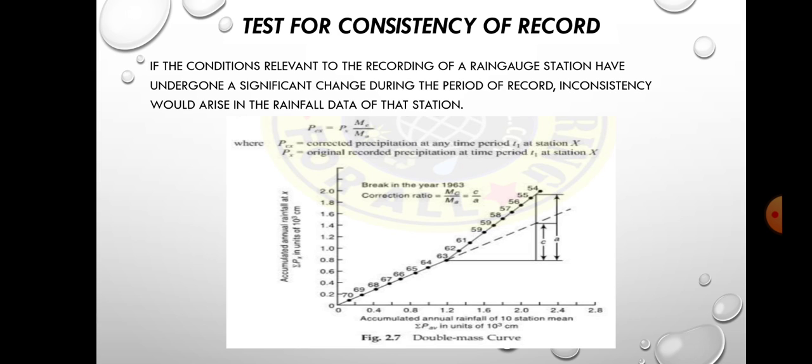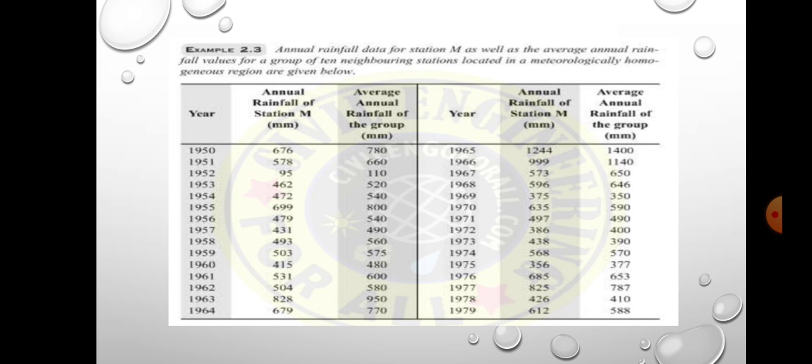So for the test of consistency of record, if the conditions relevant to the recording of a rain gauge station have undergone a significant change during the period of record, inconsistency would arise in the rainfall data of that station. So mao ni ang example 2.3.